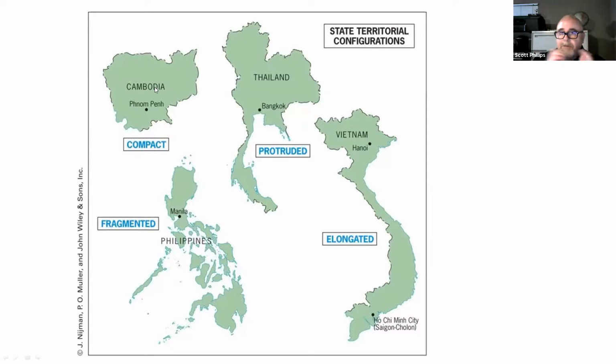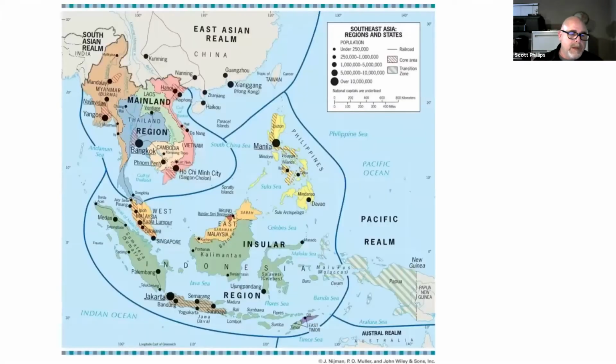Cambodia is a good example of a compact state. It's kind of a ball shape. An elongated country that's long and thin, Vietnam is a good example of that. Thailand is a good example of a protruded state. And the Philippines are a good example of a fragmented state, meaning if you look at it, it's not all in one piece. It's a bunch of islands rather than one solid piece of land. So the Philippines are fragmented.